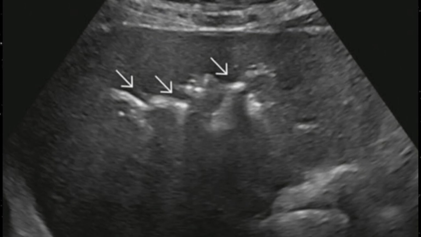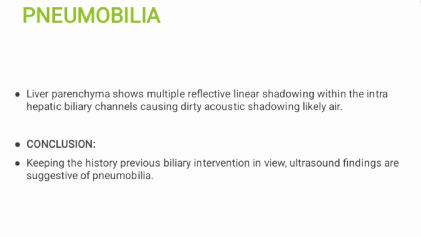This is another image due to the post interventions hepato-biliary system. Sometimes air leaks or travels within the intrabiliary channel, and it will appear on the images like this, and you will appreciate linear echogenic lesions within the liver parenchyma, and it will cast acoustic shadowing, which will not be clear. This would be a dirty acoustic shadowing. On the report, it would be mentioned as: liver parenchyma shows multiple reflective linear echoes within the intrahepatic biliary channels, causing dirty acoustic shadowing, likely air.